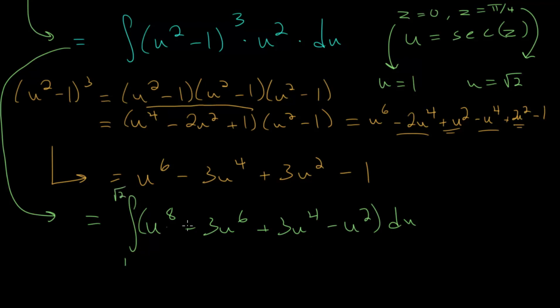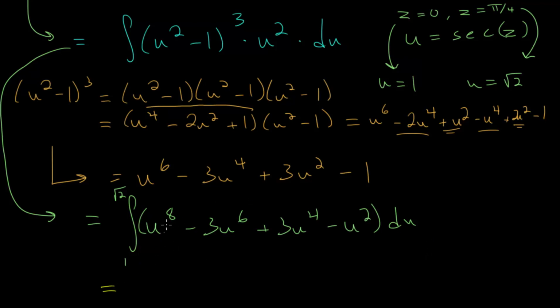But if you want to ignore the bounds and evaluate this integral and then substitute back in u for the secant of z, you can then use the original bounds. But in either case, you'll get the same answer. So let's evaluate the integral now.